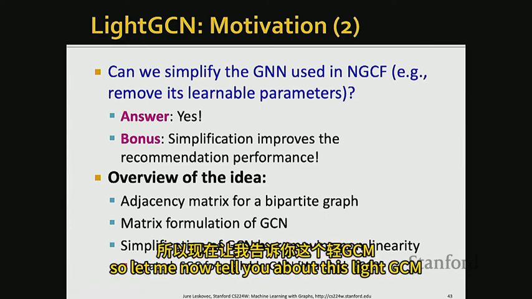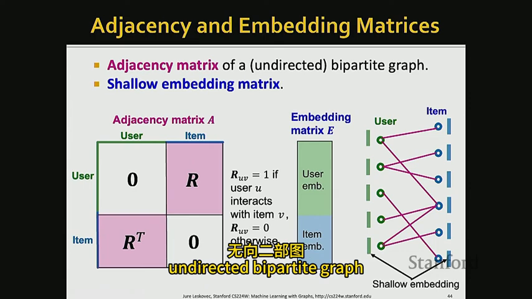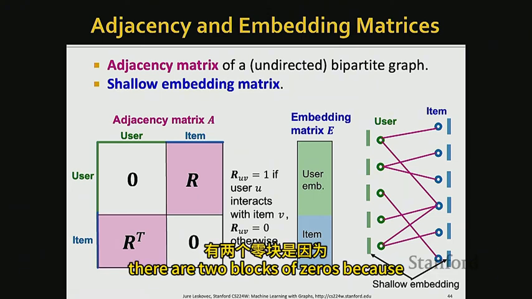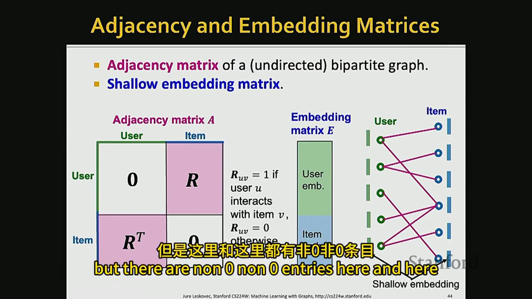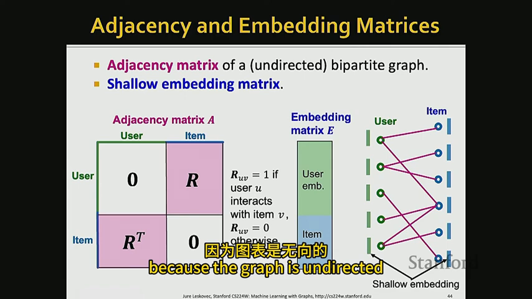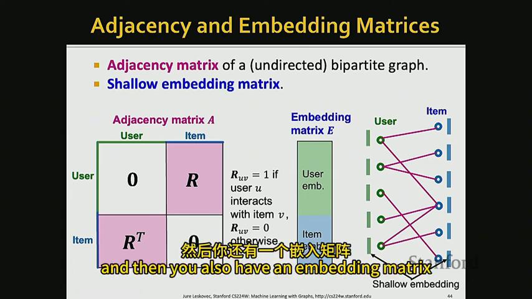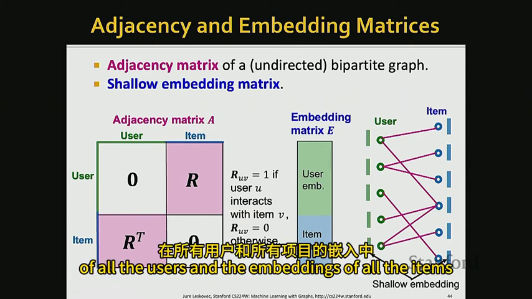So let me now tell you about this light GCN. So we are going to take the adjacency matrix of an undirected bipartite graph. So the way the adjacency matrix of a bipartite graph looks like, there are 2 blocks of zeros because items don't link to items and users don't link to users. But there are non-zero entries here and here, and one is the transposed version of the other because the graph is undirected. Okay? Here, R_UV is 1 if the user U interacts with item V, and 0 otherwise. And then we also have an embedding matrix that has the embeddings of all the users and the embeddings of all the items.